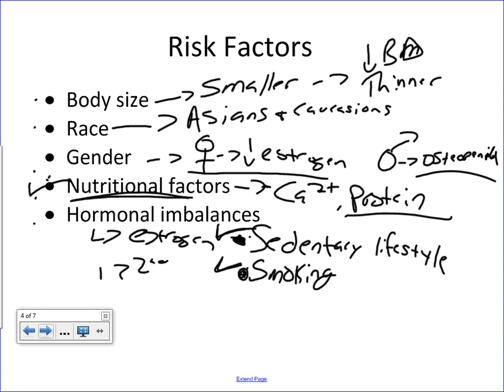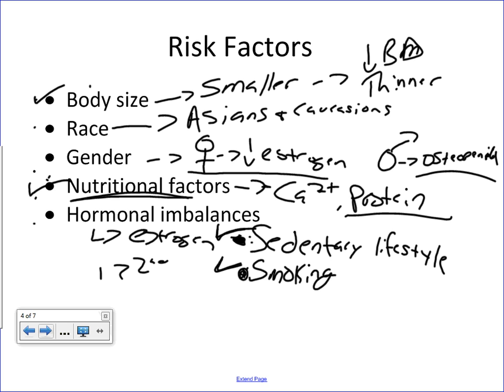All right, but body size, I guess we would put this 50-50, because you don't have control over your height, but if you're a very active person and you have good muscle mass, you're going to have good bone mass as well. So from an exercise standpoint, we have some control over body size, but in terms of how big or small you are, in terms of height and bone mass and density, some aspects of that are just out of our control.